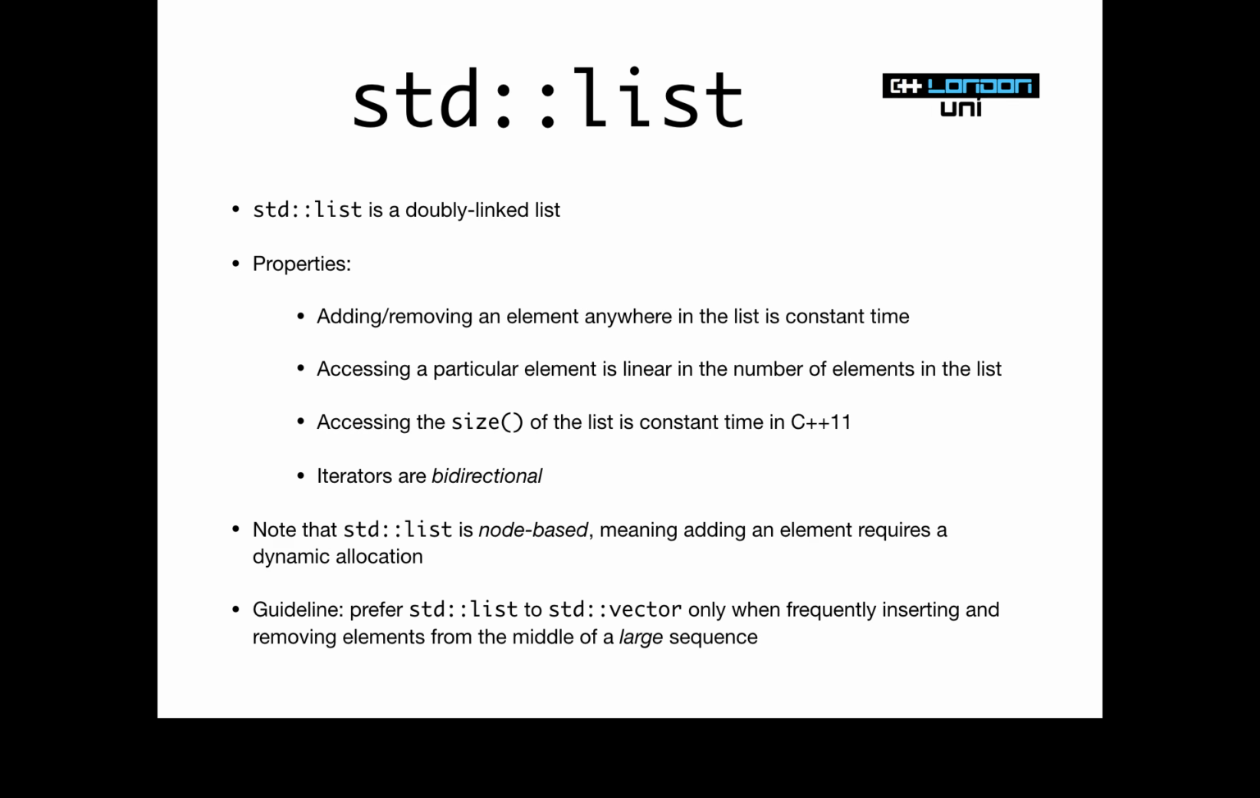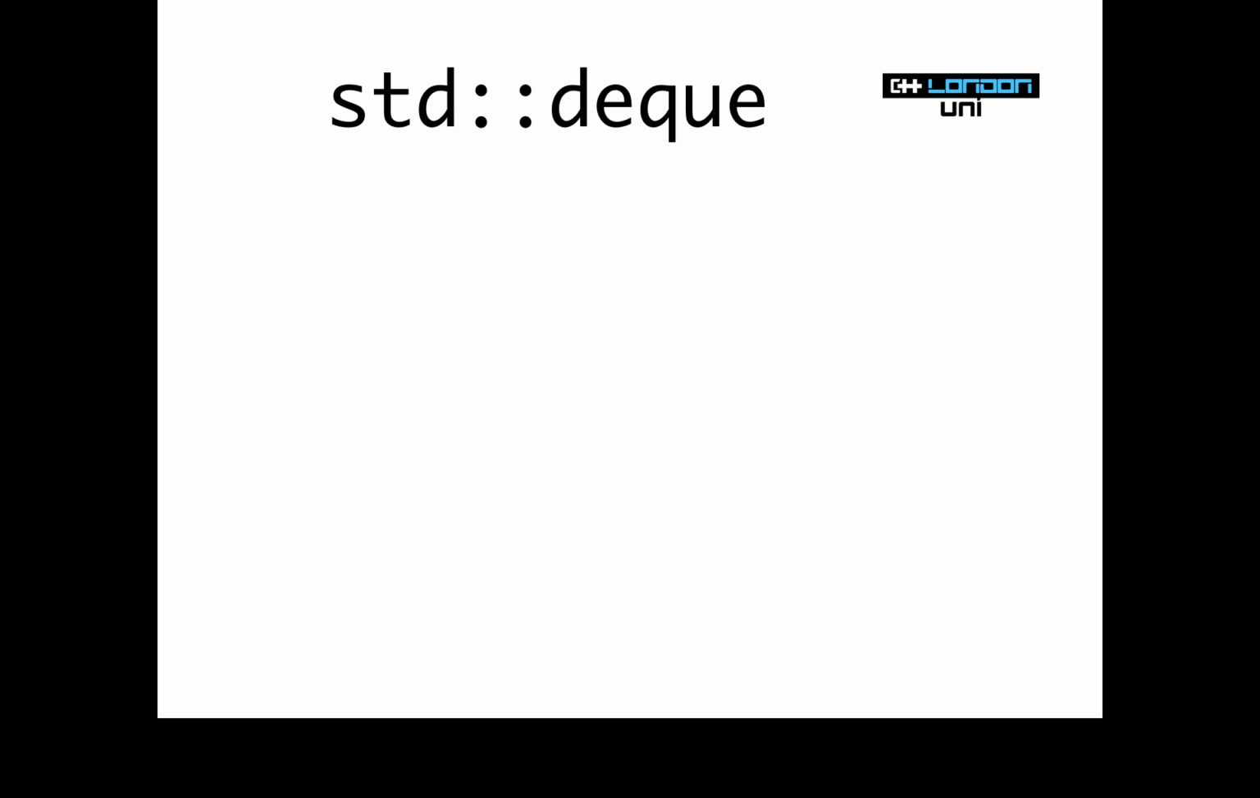You could have a standard vector of standard list, if that was appropriate to your application. Standard vector of standard vector of standard vector of standard list, something else. Yeah, if you really wanted to.